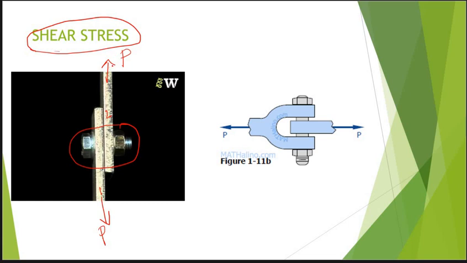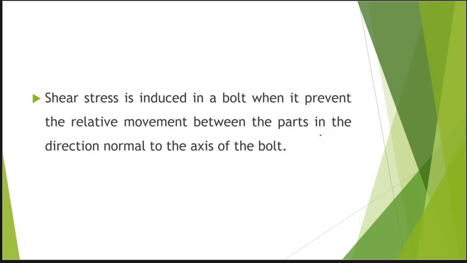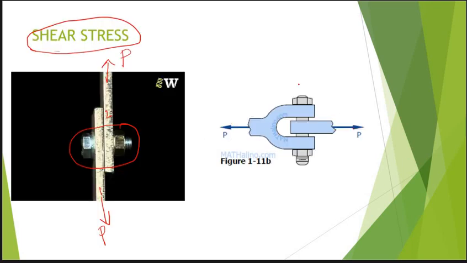So when you apply equal and opposite forces on these two plates, shear stress will be induced. Here also force P is acting and a bolt is arranged here. So the force is acting parallel to the cross section of the bolt. So when will a shear stress be induced in a bolt? Shear stress is induced in a bolt when it prevents the relative movement between the parts in the direction normal to the axis of the bolt. That is, here we can see that this is the axis of the bolt. Right?